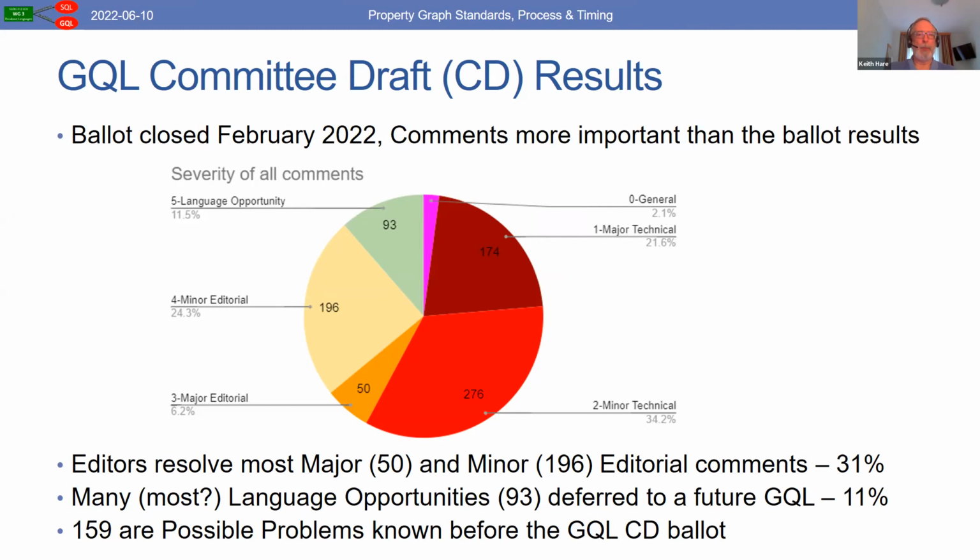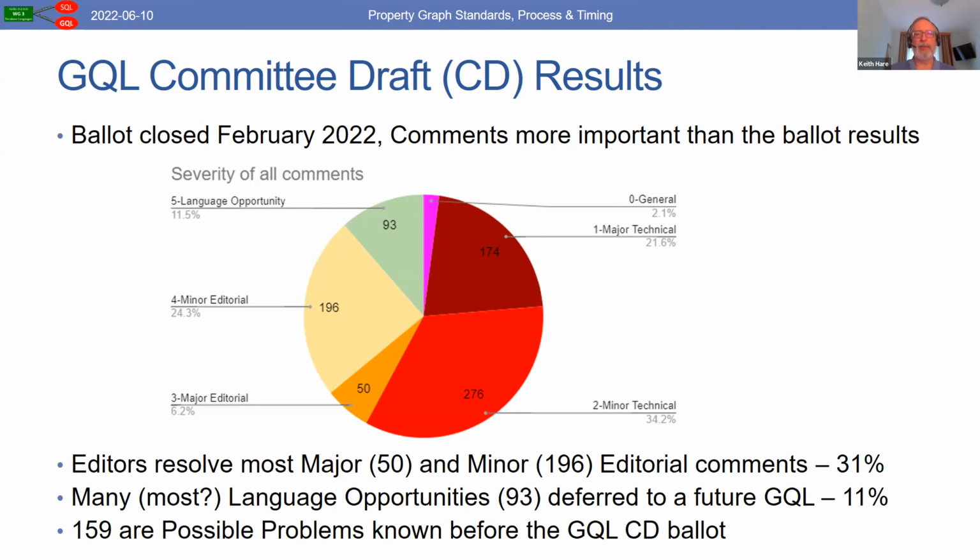The language opportunities, there's a few of them that we will take, but we have to decide which language opportunities are good ideas. In a lot of cases, they're good ideas for a future version, not for this version. If we tried to do all of the good ideas that we know about, it would probably take us another 10 years, and that would defeat the purpose of writing the standard.